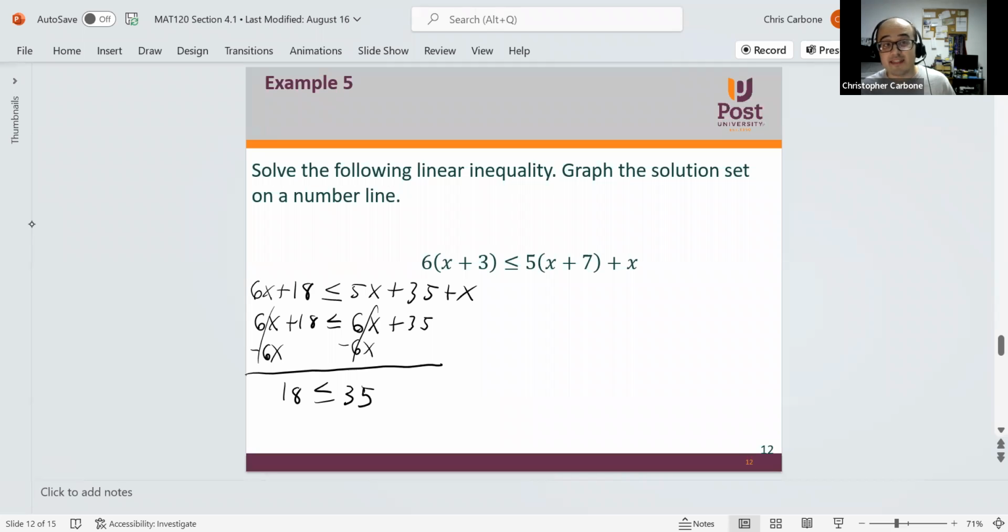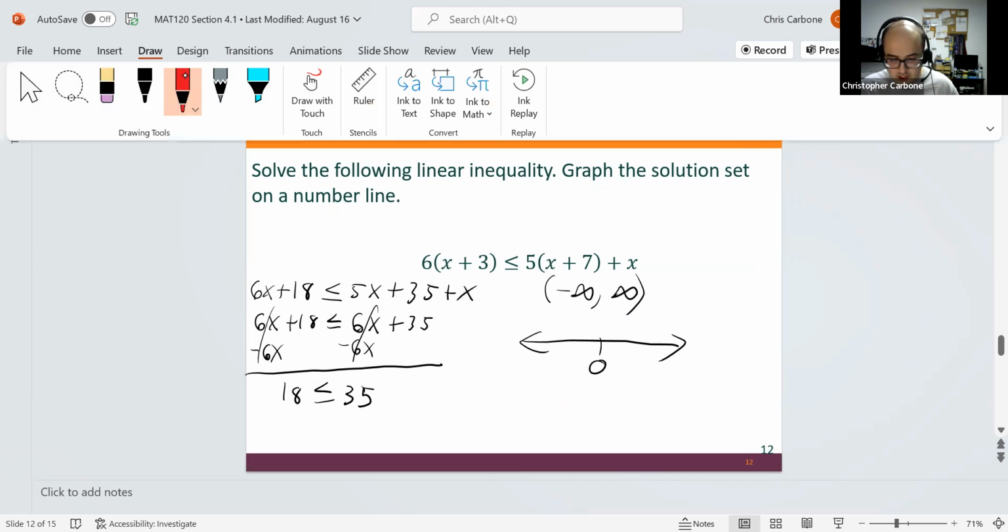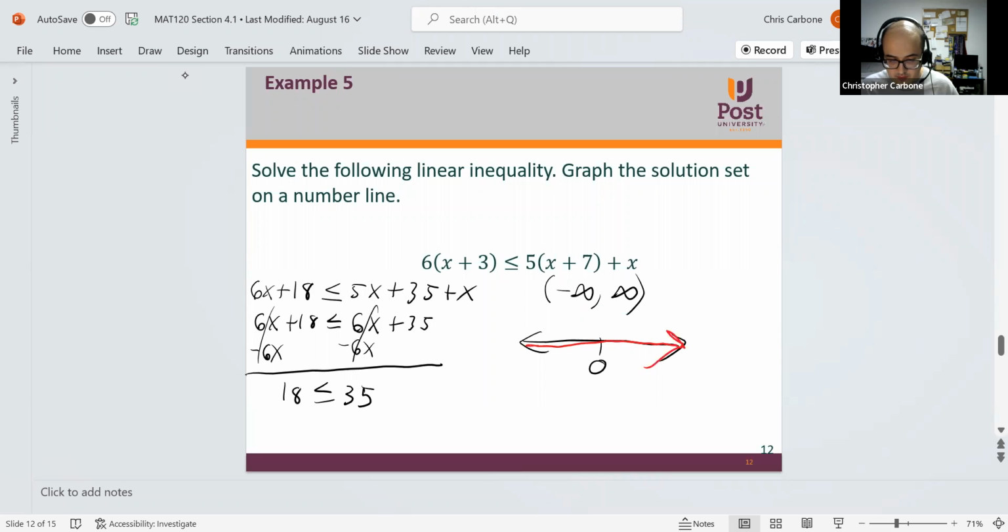But we know 18 is less than 35, so this is true. Which means it is true for all real numbers. So in interval notation, that's negative infinity to positive infinity in parentheses. And the graph of the number line with 0 there in the middle would just be shading the entire graph with no dots open or closed in it for this.